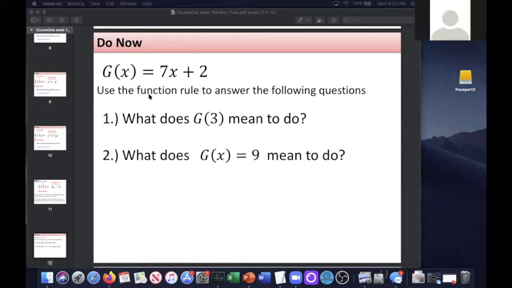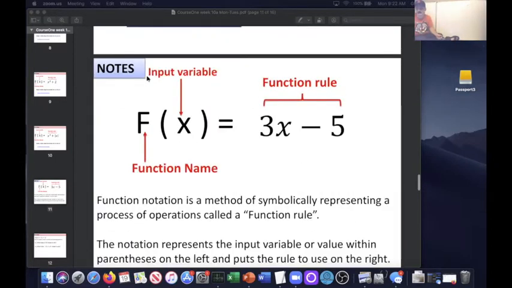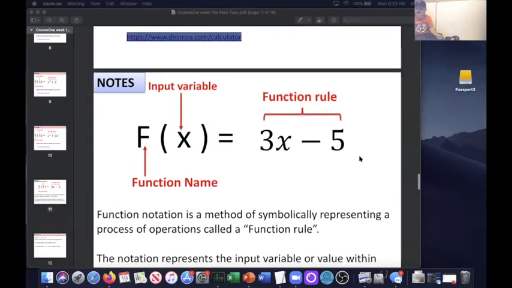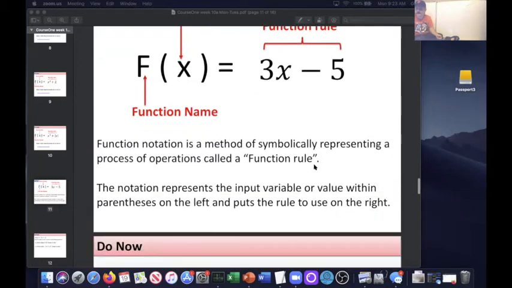I'm not sure. Okay, so there's an equal symbol here. What's to the right of the equal symbol? 7x plus 2. Is that it? 7x plus 2. Right, that's the rule. Okay? Whatever the function notation equals is the rule.